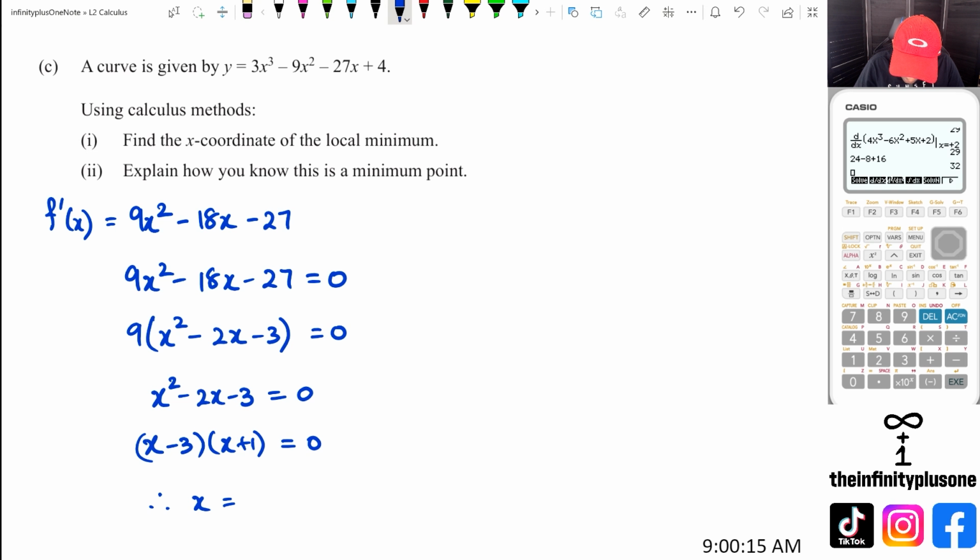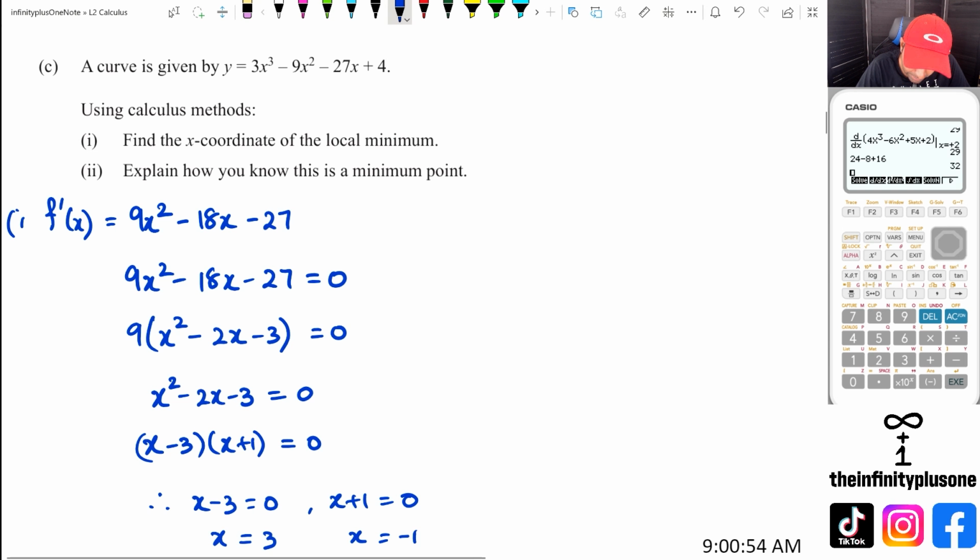Therefore, just do one extra step here. x minus 3 is equal to 0, and x plus 1 equals 0. So x equals 3 and x equals minus 1. So this is part 1 here, find the x coordinate of the local minimum.